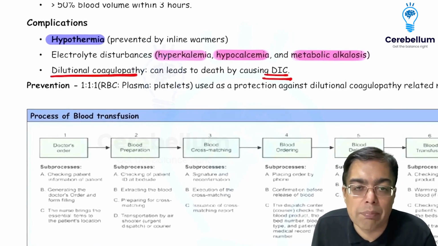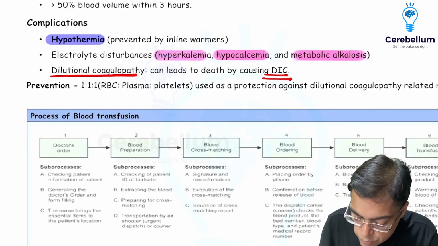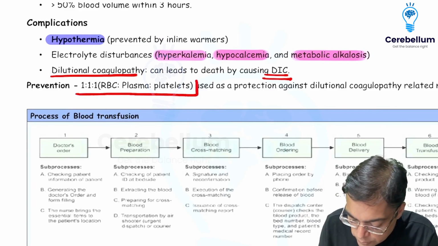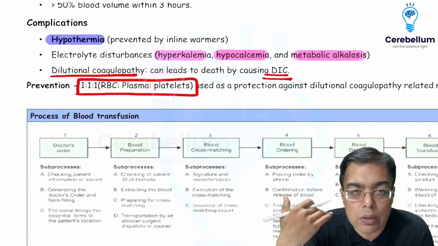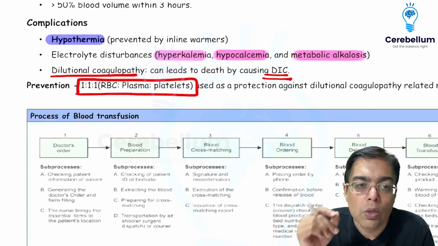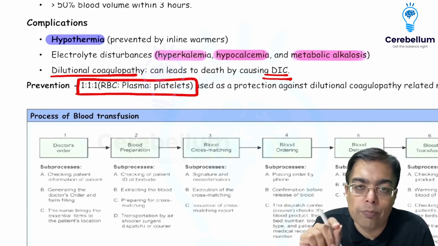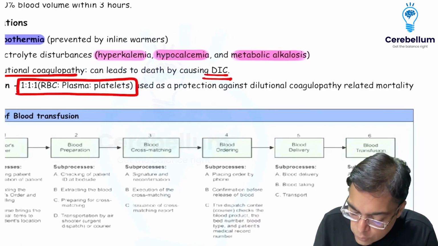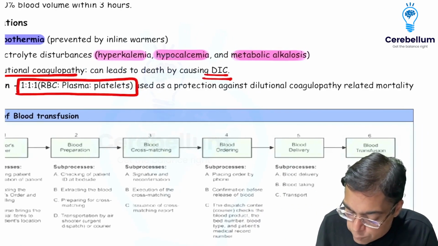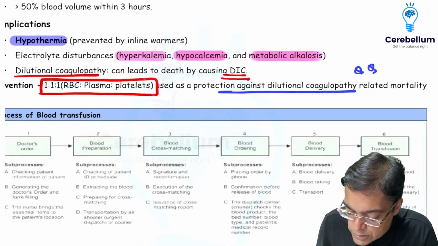Now, this is something which can be prevented. Dilutional coagulopathy can be prevented provided we follow the simple transfusion protocol of 1:1:1. That's important. 1:1:1 means that instead of giving all whole blood units, what you are going to do is give 1 unit of RBCs, 1 unit of plasma, and 1 unit of platelets. If you do that, you will ensure that all the components are given, and therefore it is going to be a protection against dilutional coagulopathy. That is what we just need to remember over here.